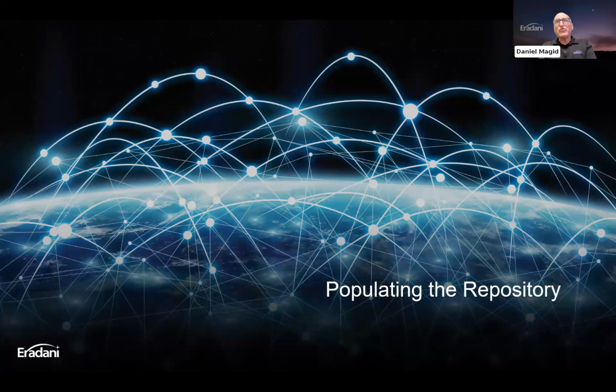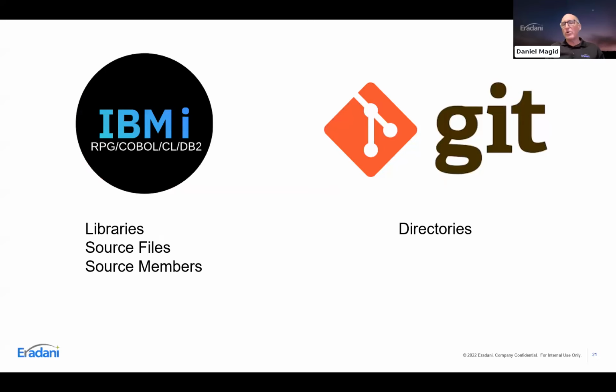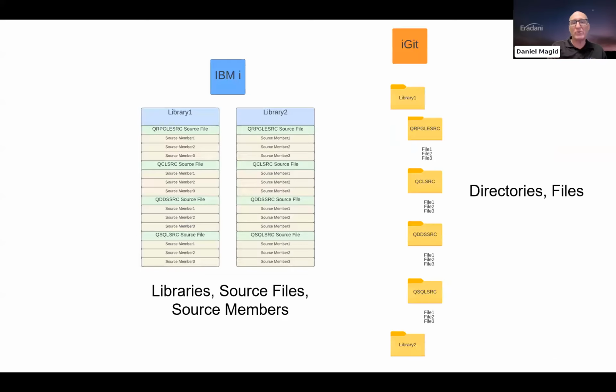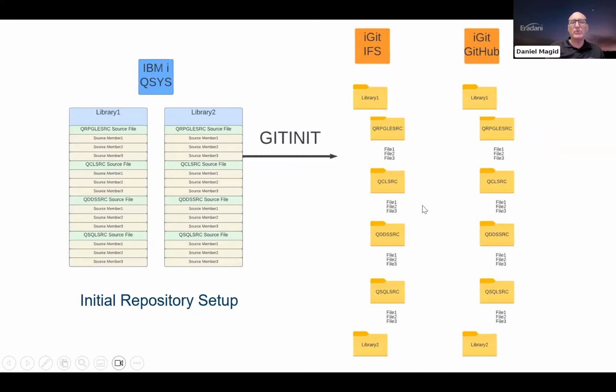Okay, so let's talk about populating the repository. How do you get stuff into the Git repository in the first place? The problem you have is the IBM i works with libraries and source files and source members, and Git wants to work with directories. It doesn't have a clue about libraries and source files and source members, and it won't work directly with those things. So how do you do that translation? And once you've done it, how do you keep those things in sync if you still want to be able to work out of the libraries and source files and source members? So you've got this situation where I've got stuff sitting in some libraries on the IBM i, and I also now want to get them into a directory structure for Git so that Git can use them.